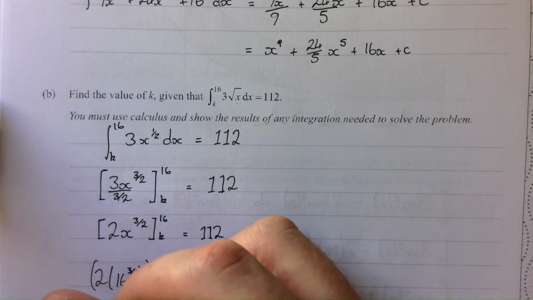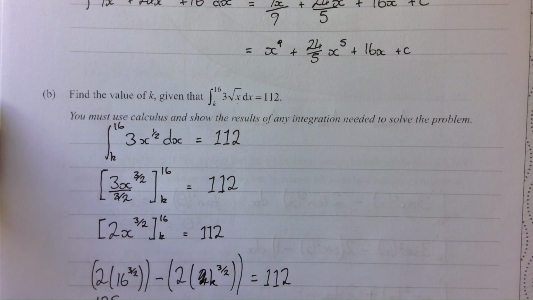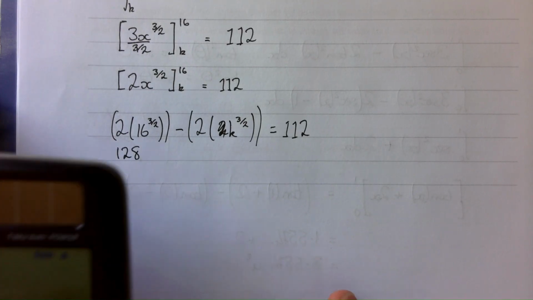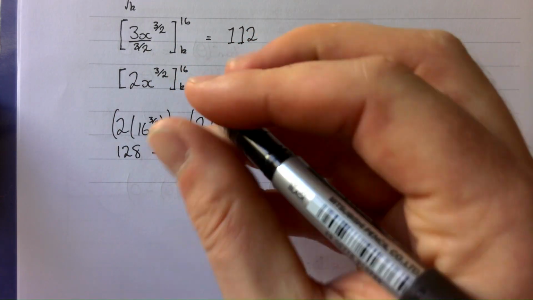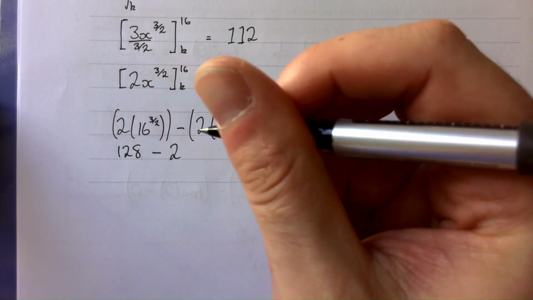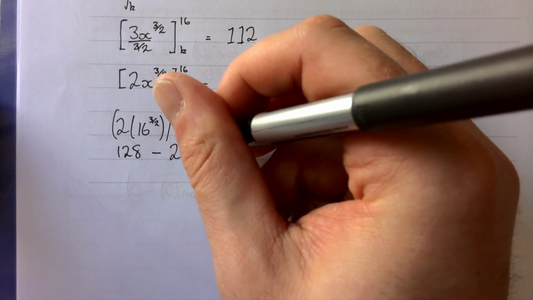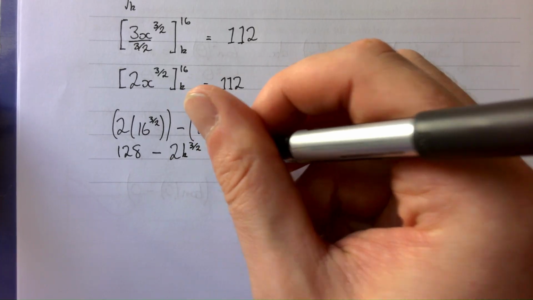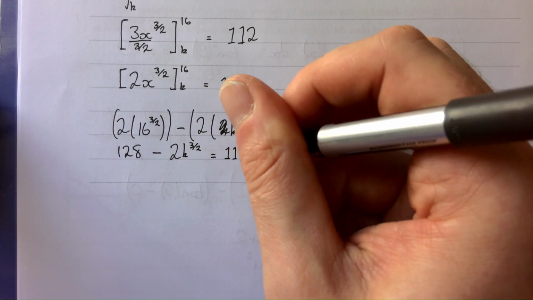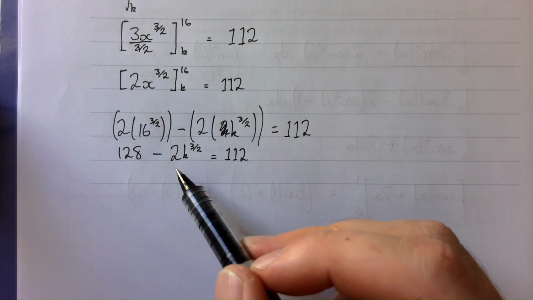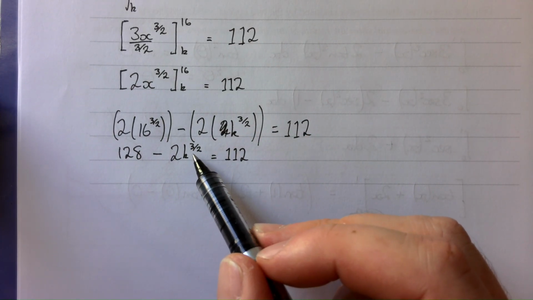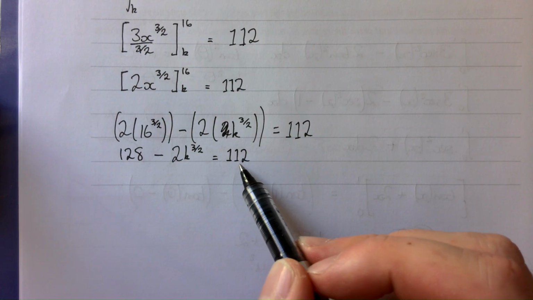It gives me 128 multiplied by, minus 2 multiplied by k to the power of 3 over 2 is equal to 112. Now I'm going to do two things at once here. I'm going to add 2k to the power of 3 over 2 to both sides, and I'm also going to subtract 112 from both sides.